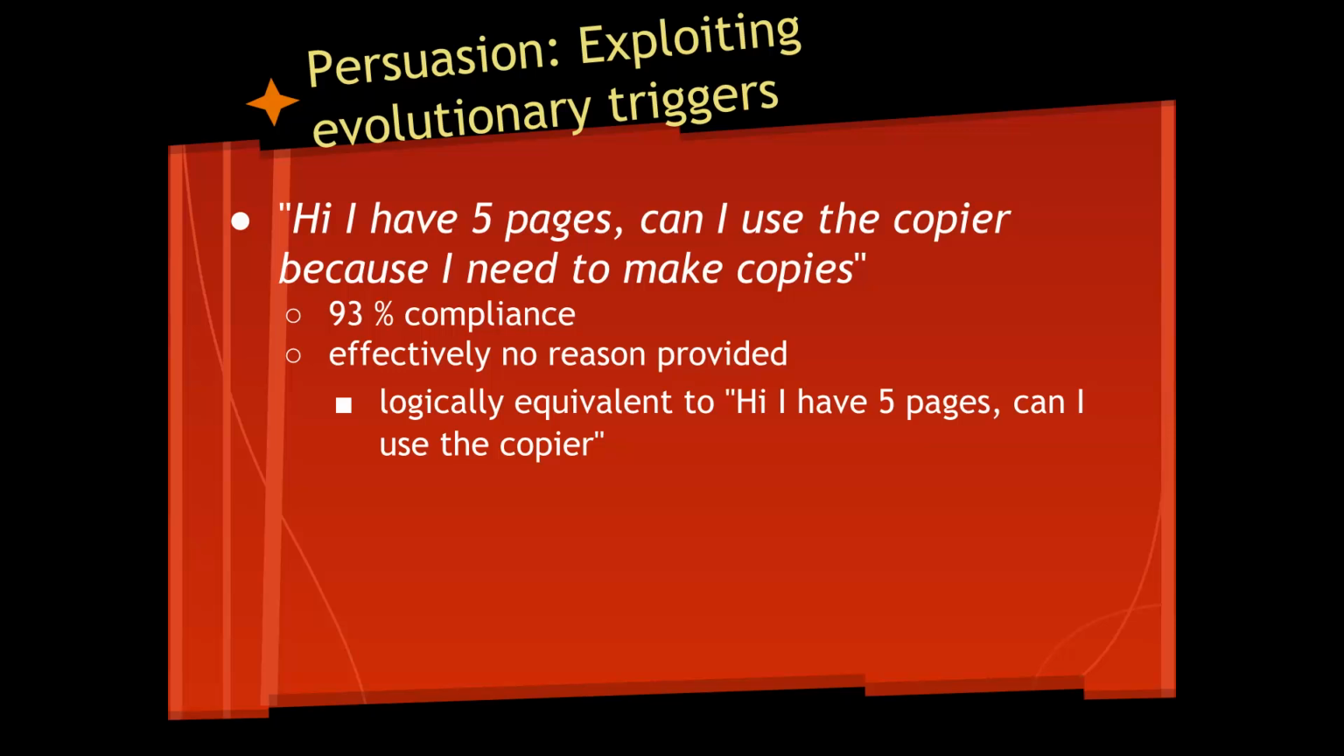And the one ultra lame reason that really hit the nail on the head and made them step back and look at the big picture was the reason, hi, I have 5 pages, can I use the copier because I need to make copies? This is a completely specious reason. There's no value whatsoever to this. There's no reason provided. It's obvious that you are in line for the copier and you have pages and you need to use it. That's no different than, hi, I have 5 pages, can I use the copier? But that only gets 64%, but this lame-ass reason gets 93% compliance.